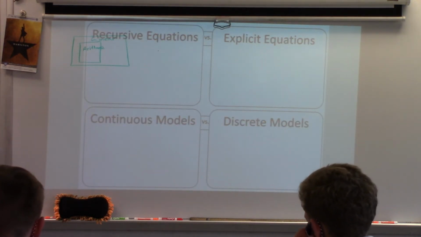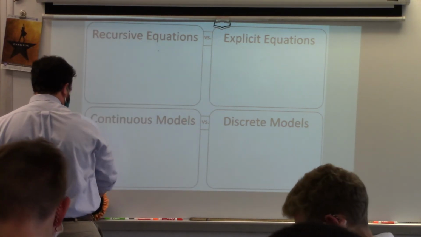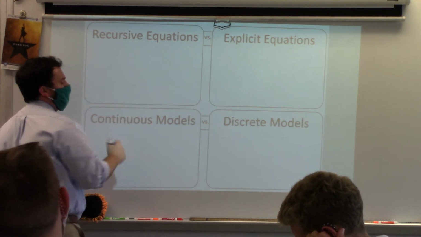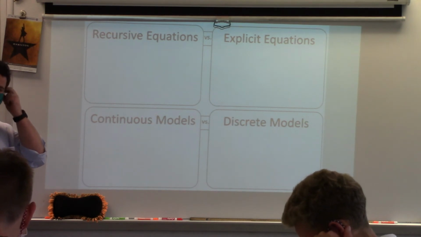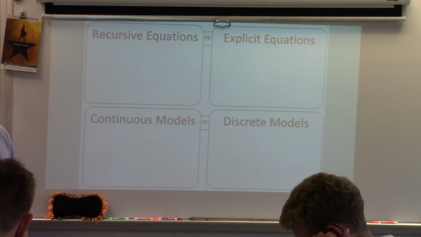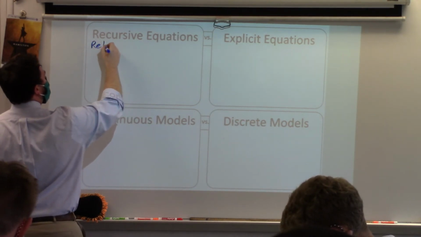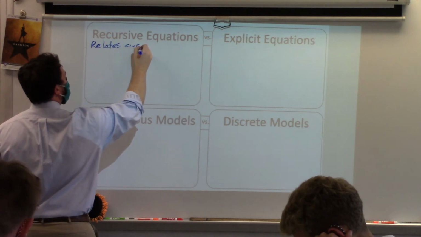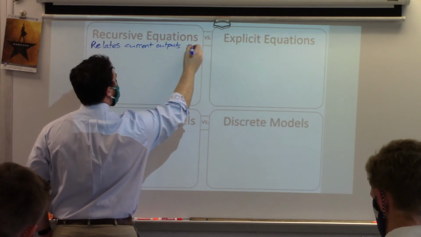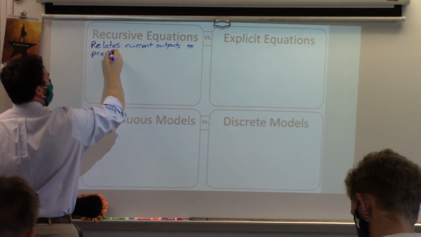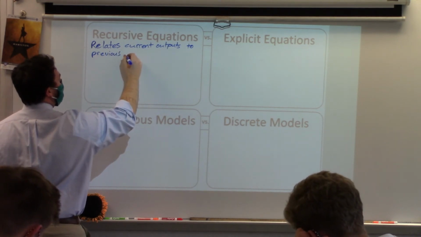So last night I asked you to do recursive and explicit equations. So we should have some information here. A lot of us already had a lot of the really important stuff. What should we have under recursive? What are the overarching ideas? It relates current outputs to previous outputs. How do we algebraically indicate a current output versus a previous output?